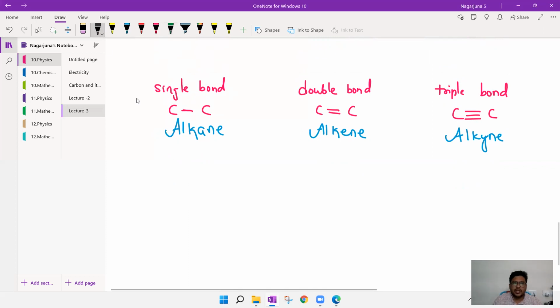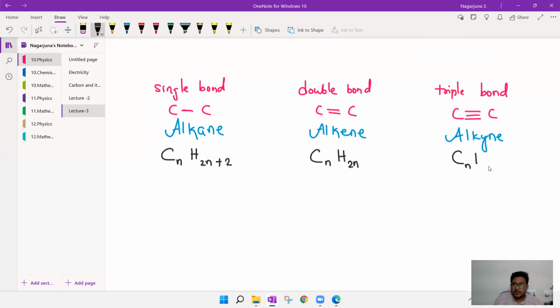And we have general formulas also. What is the general formula of alkane? CnH2n+2. Guys, C stands for carbon, n stands for number, H stands for hydrogen, 2 is as usual the numerical value 2. And for alkene, CnH2n, that is the formula, and for alkyne, CnH2n-2. So try to understand step by step.